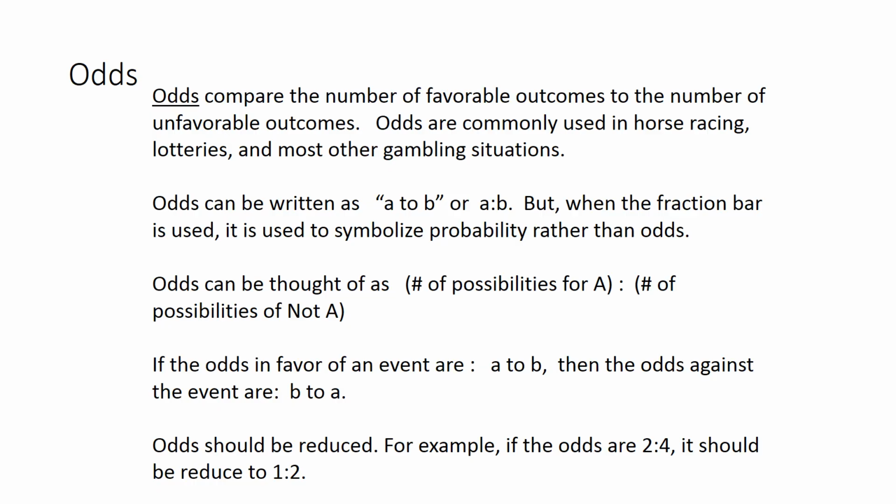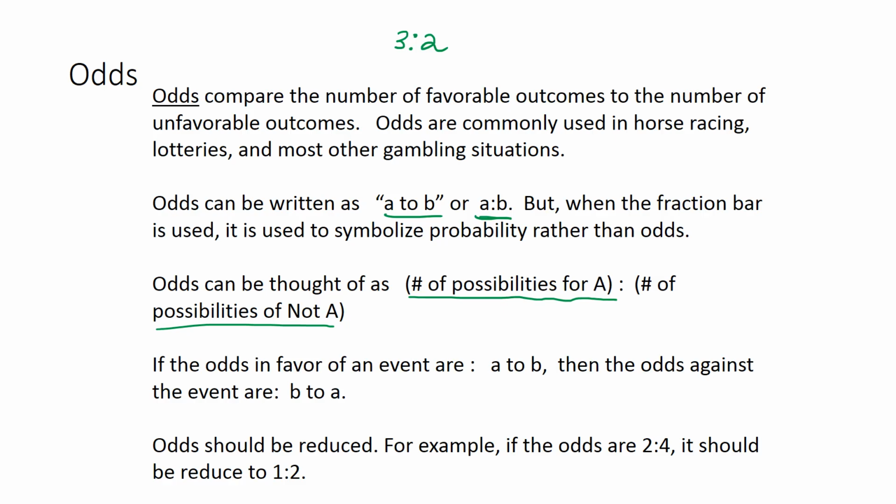Remember that odds, if you've ever seen horse racing, they say the odds are something like 3 to 2. We usually use this colon. You can also write it as A to B or A colon B. But when the fraction bar is used, it is used to symbolize probability rather than odds. So I would avoid the fraction bar when we are talking about odds. So odds can be thought of as the number of possibilities for A colon the number of possibilities of not A.